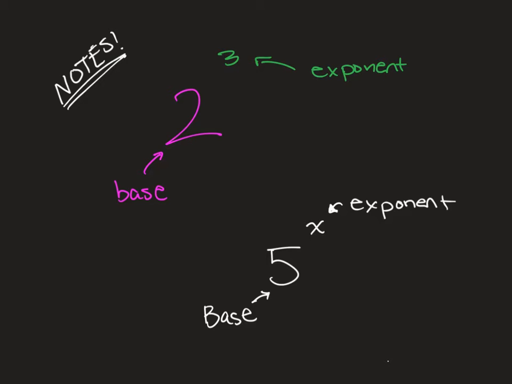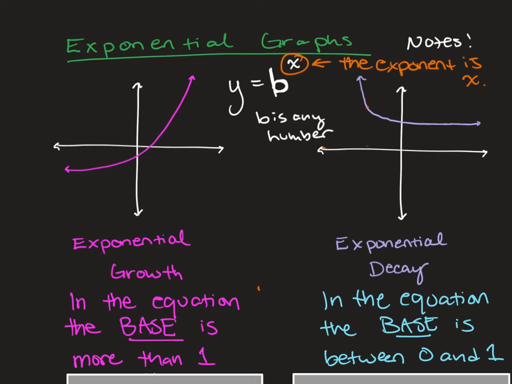And before we get to the actual definitions, it's important to know that when you have a number like this, where it's some number with an exponent, we call the big number here the base, and then the tiny little number an exponent. So in this case, 5 is the base and x is the exponent. And what we found after playing with that Desmos graph is that exponential graphs either grow or they decay. And all of the equations look like y equals some number to the x, and it's important to note that the exponent is the x.